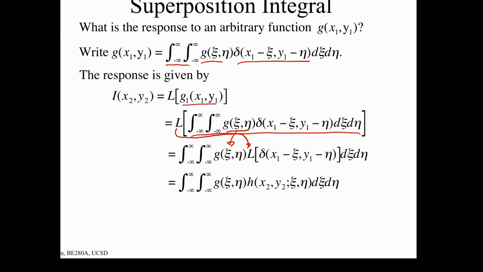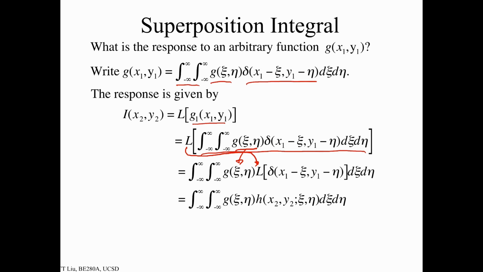And finally, we can write this as each of these terms here. L, the linear system response to these Dirac delta functions, is simply these impulse responses. So we have this weighted sum of impulse responses where the summation now is using continuous integrals.